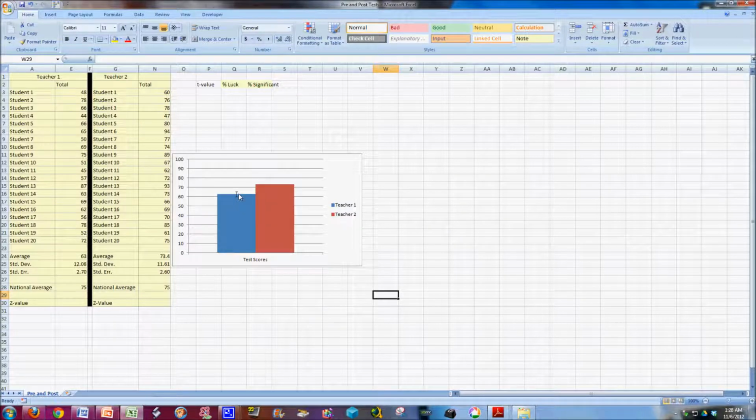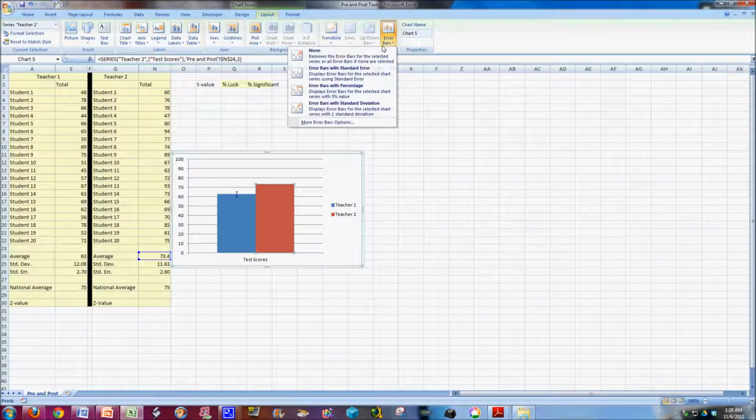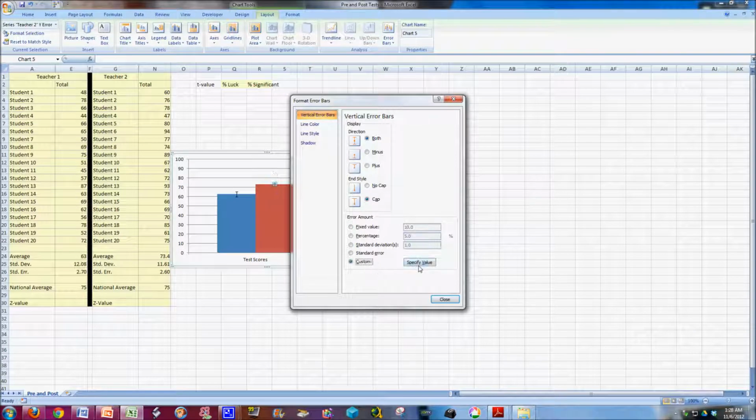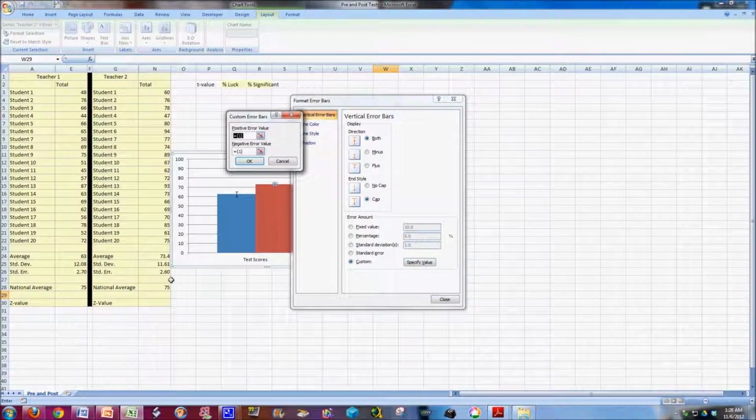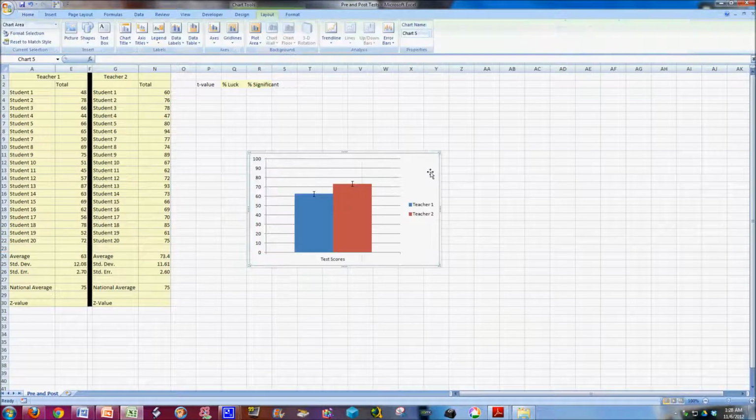Okay. And so what we see here is that our average value is 63, plus or minus a little wiggle room of certainty. And so we're also going to do the same thing for teacher 2. Let's go to error bars, custom, and we want to say, okay, plus or minus the error. Okay. So as you guys can see just from this chart, teacher 1 had an average of 63, plus or minus a little wiggle room. Teacher 2 had an average of 73, plus or minus a little wiggle room.